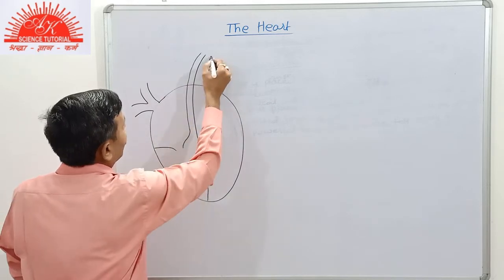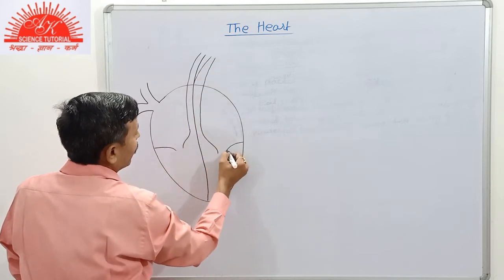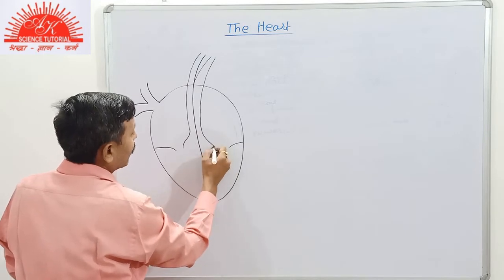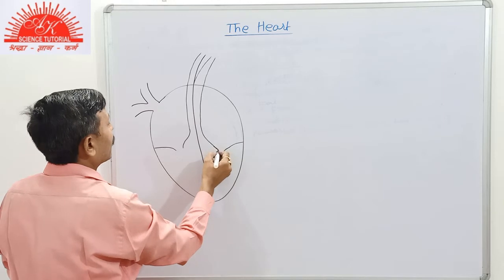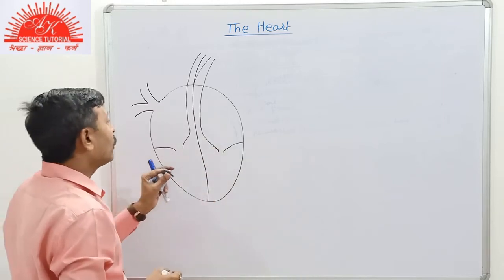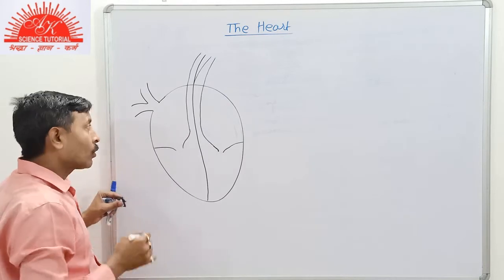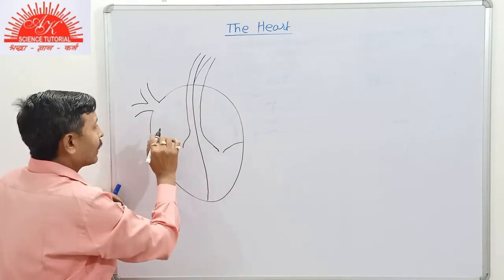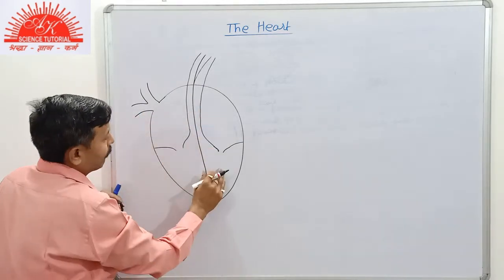We draw the diagram here. In ICSC, questions are asked related to location and function. So if you label them properly, you will be able to answer the questions easily. Like you see, first of all, in this part there are 4 chambers.